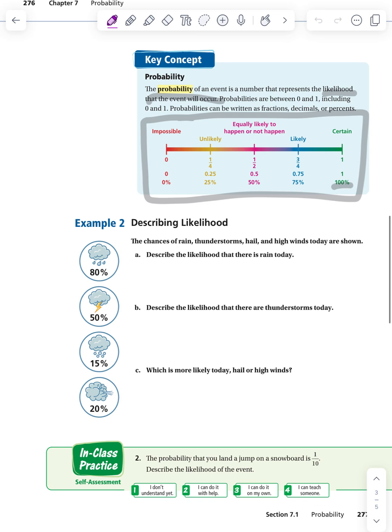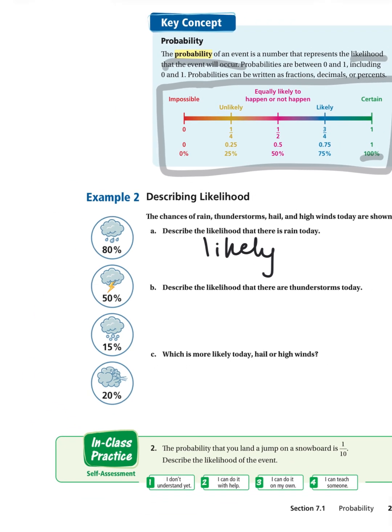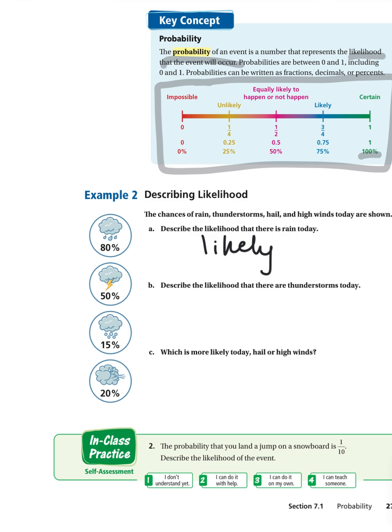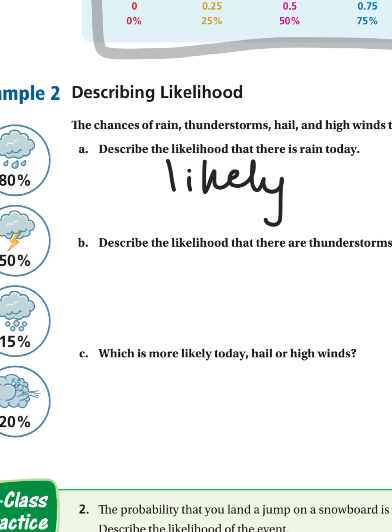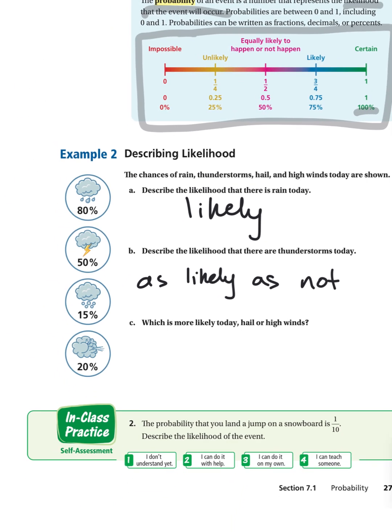All right, example 2. The chances of rain, thunderstorms, hail, and high winds today are shown. Describe the likelihood that there is rain today. Well, rain, it says, is 80%. 80% is pretty likely. Not certain, not equally likely, just pretty likely. Describe the likelihood that there are thunderstorms today. This is 50%. So we're going to say as likely as not. You could also say equally likely. Those mean the same thing.